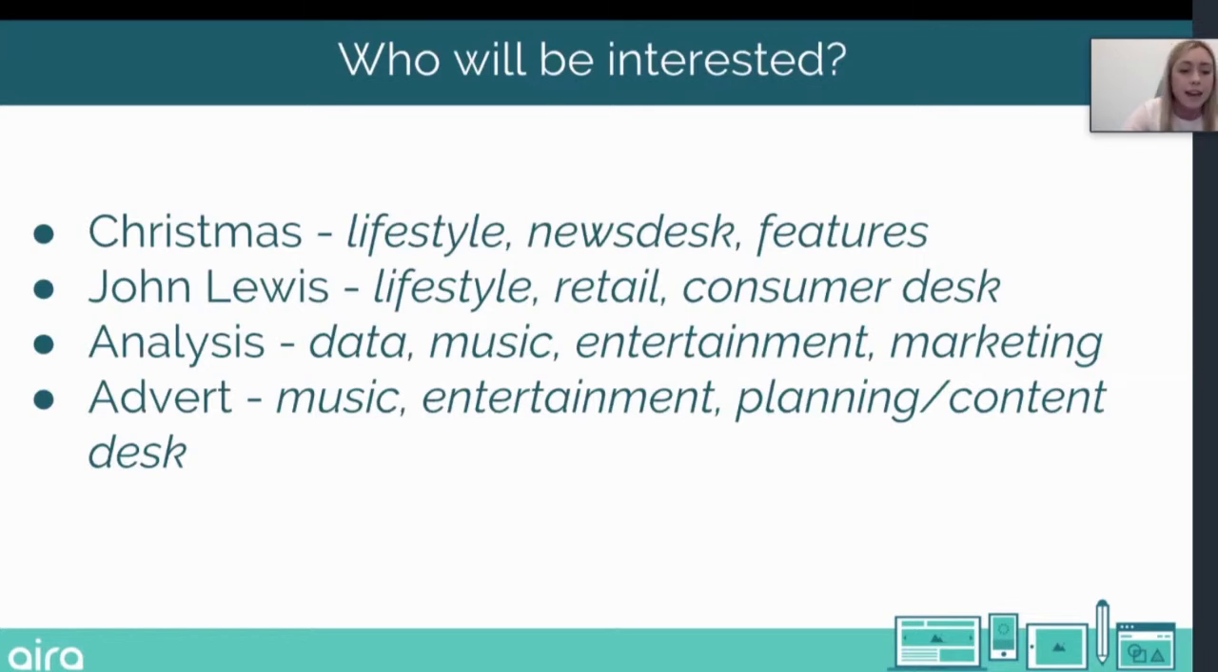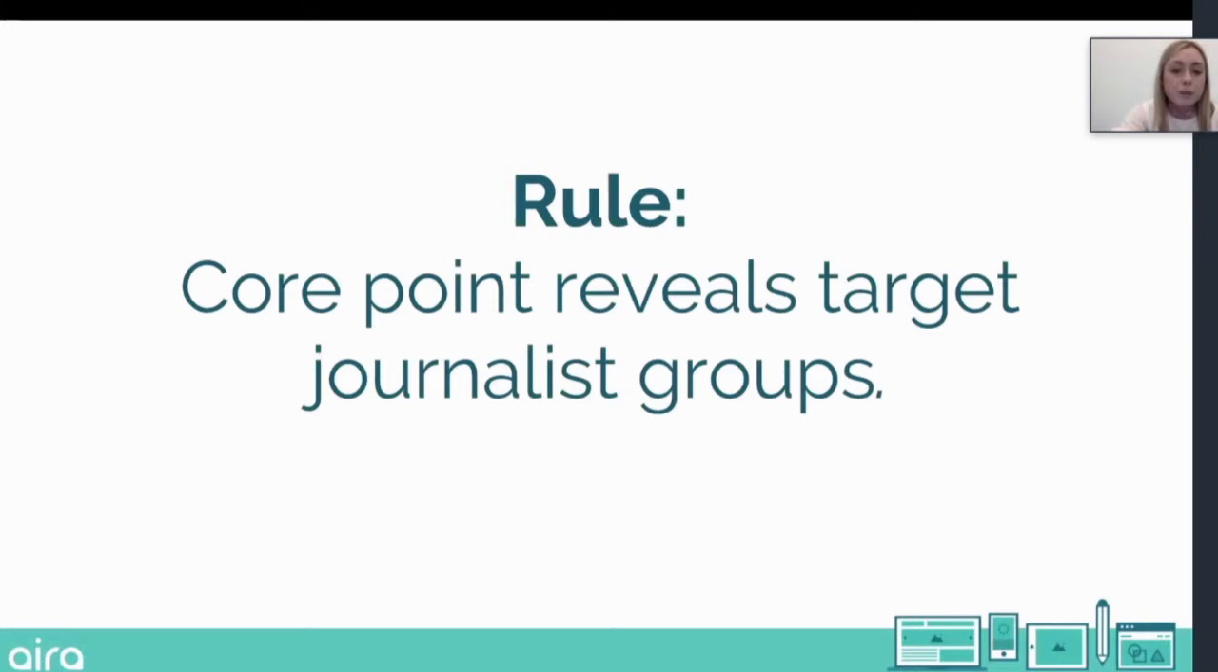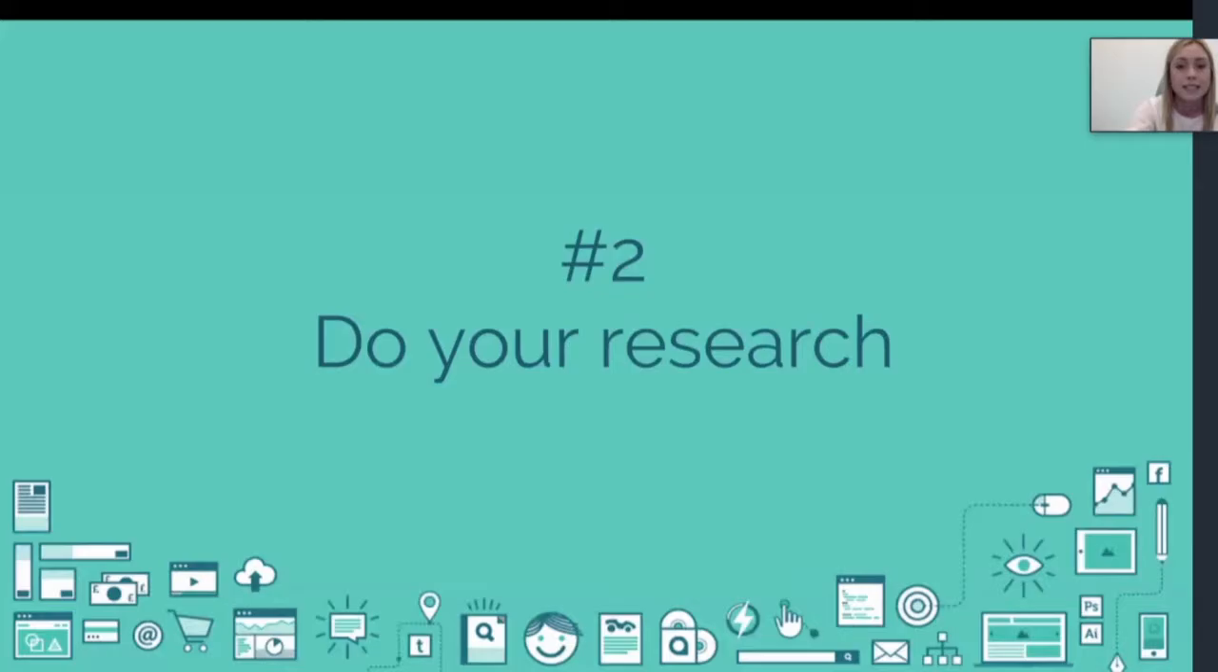And the final one then is advert. So again, this links into John Lewis, but it means that we can speak to the music, entertainment and TV press, as well as planning and content writers. So another rule to remember when you're trying to pull apart this core point for your piece of content is that your core point is always going to reveal your target journalist groups that you can then take forward and research to build your media list.